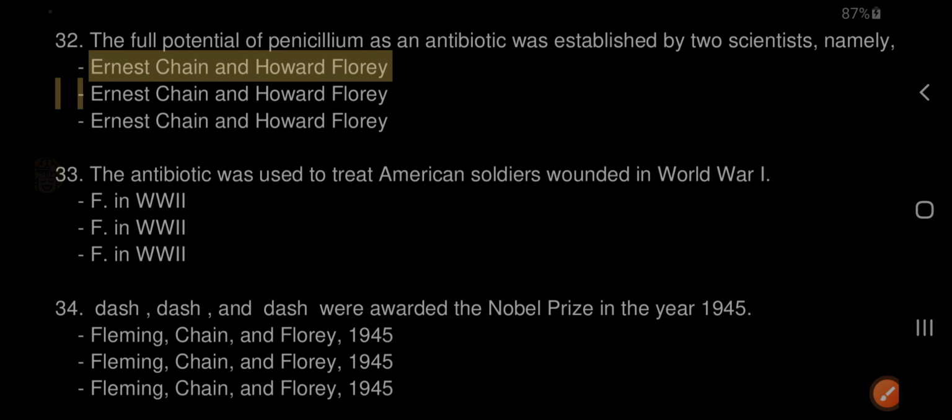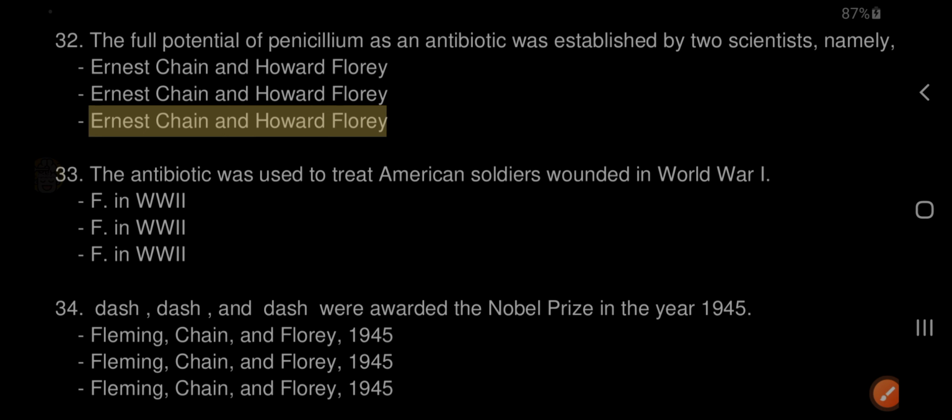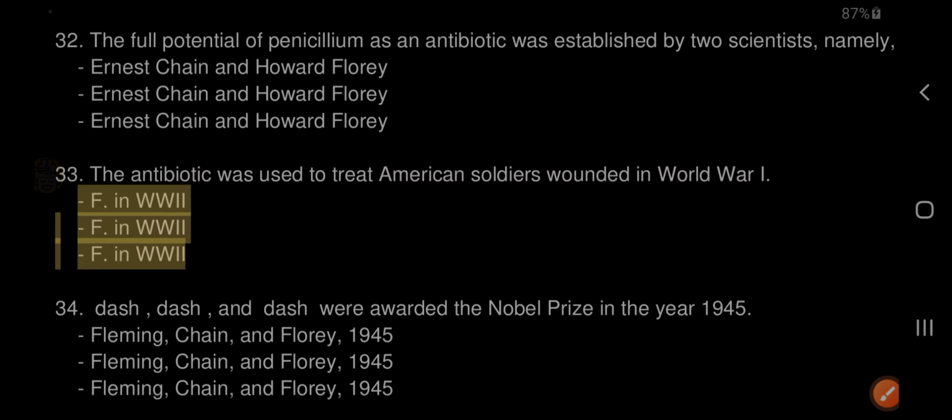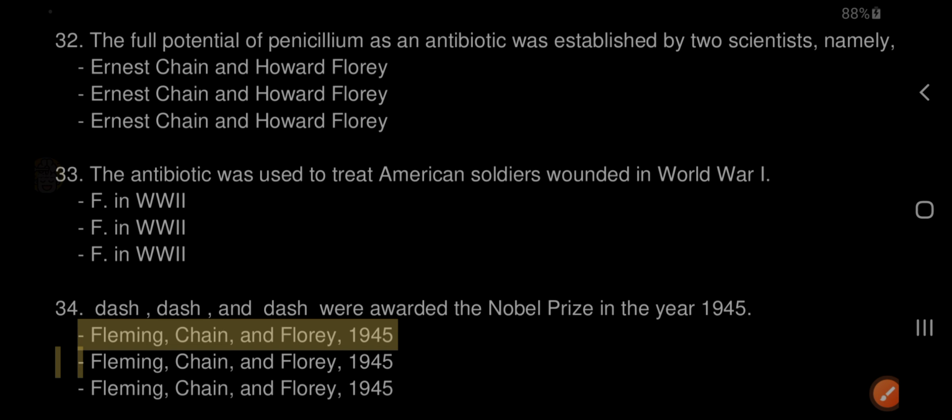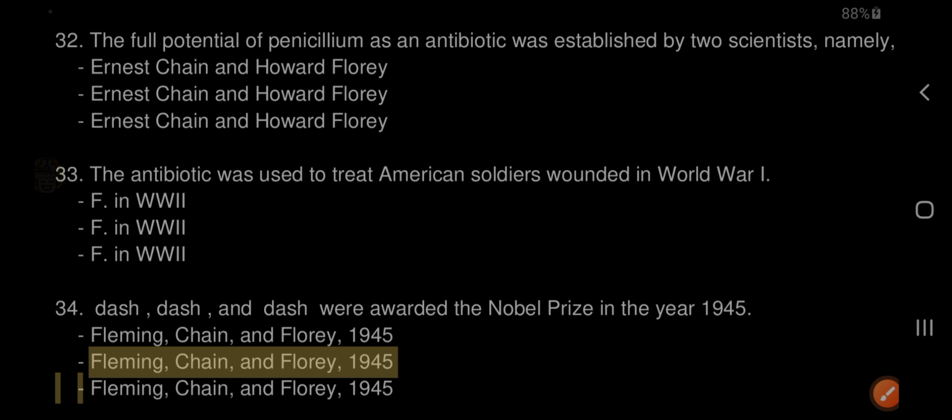Ernest Chain and Howard Florey. 33. The antibiotic was used to treat American soldiers wounded in World War I. False, in World War II. 34. Fleming, Chain, and Florey were awarded the Nobel Prize in the year 1945.